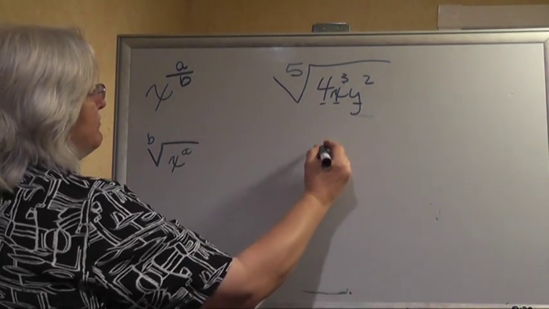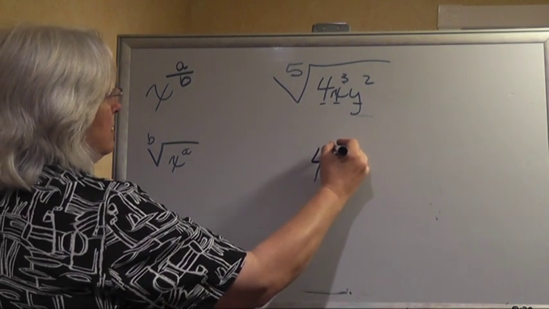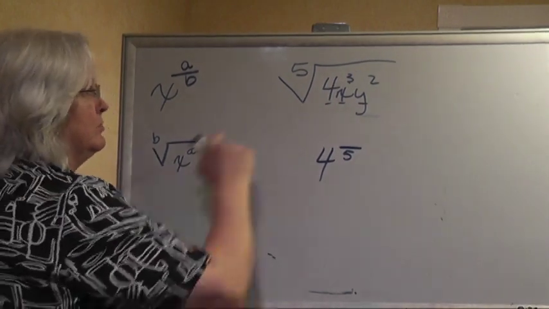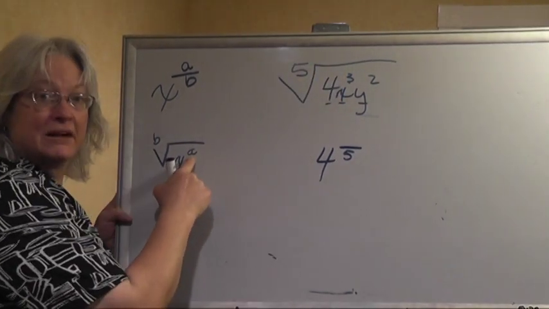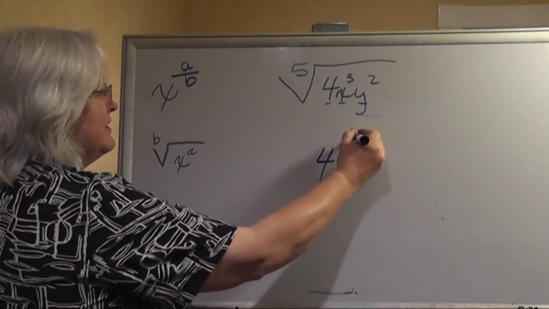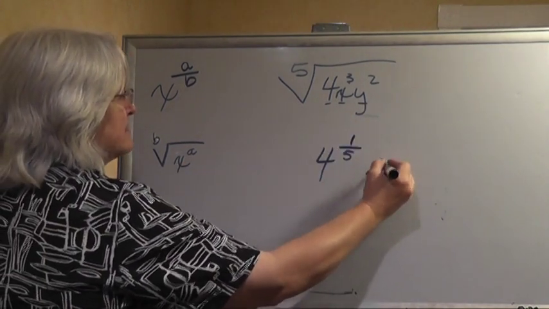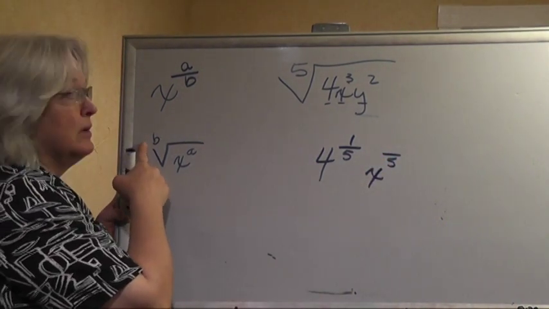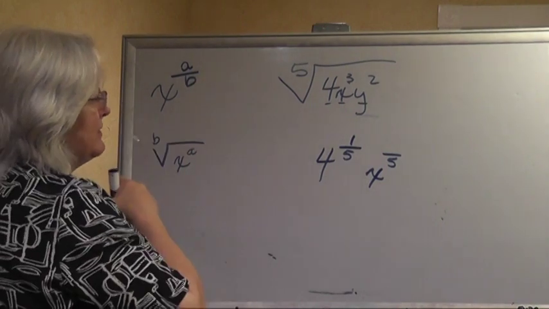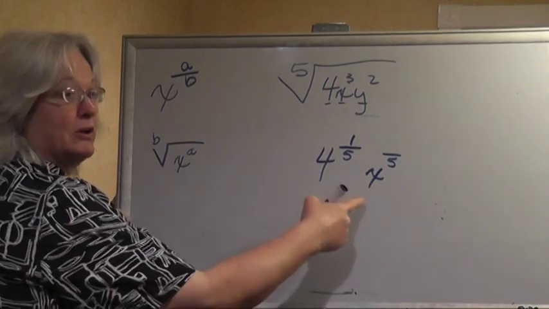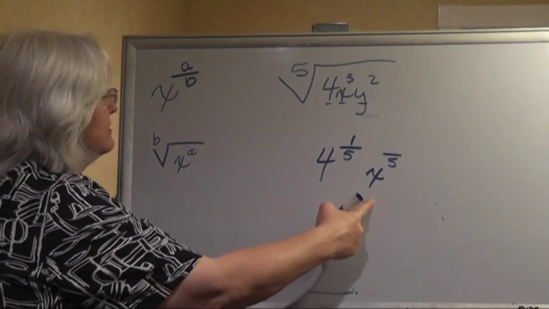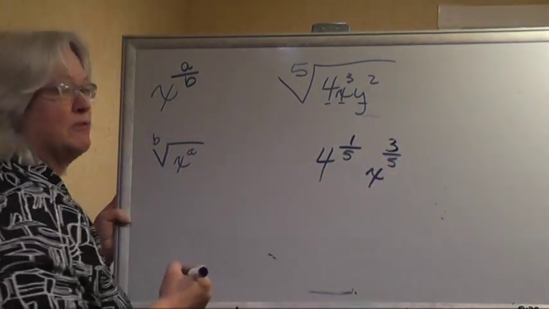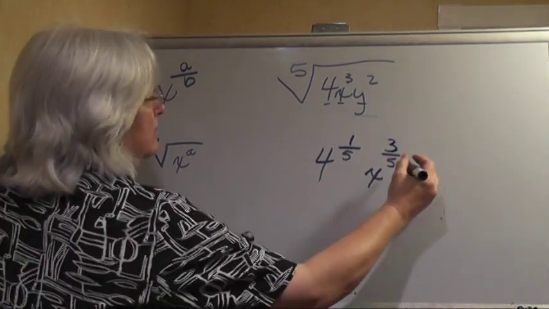So we have 4. The denominator is a 5. It's the fifth. Well, what's the numerator? The numerator right here is this exponent. So it's 4 to the 1/5. Now we have x. The denominator, again, has to be this index, which is the 5. The exponent that goes along with this factor of x becomes the numerator. The x is 3. 4 to the 1/5, x to the 3/5.